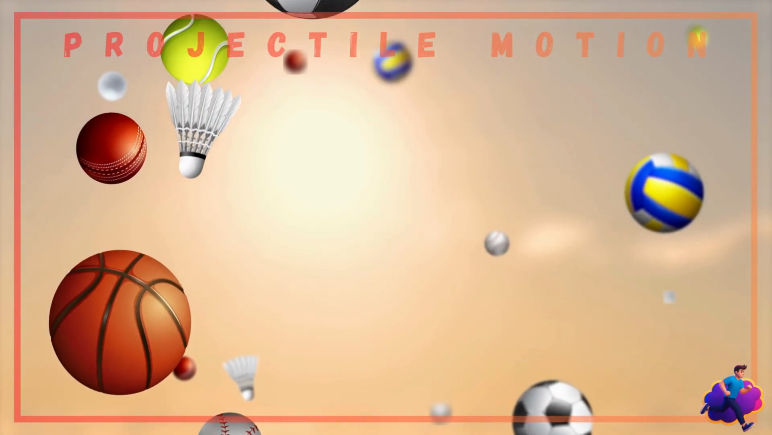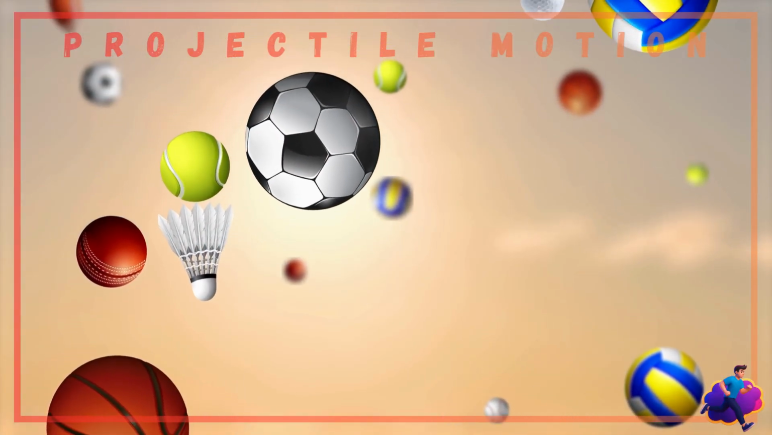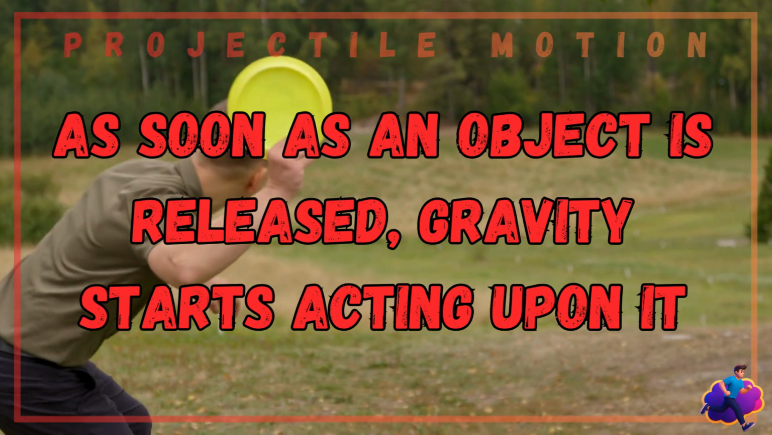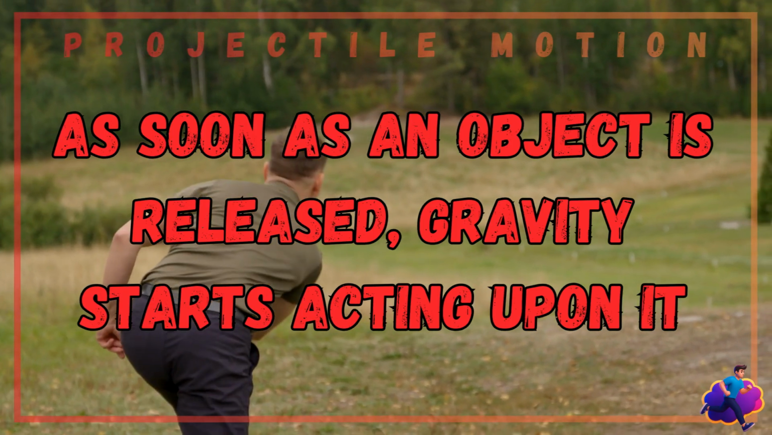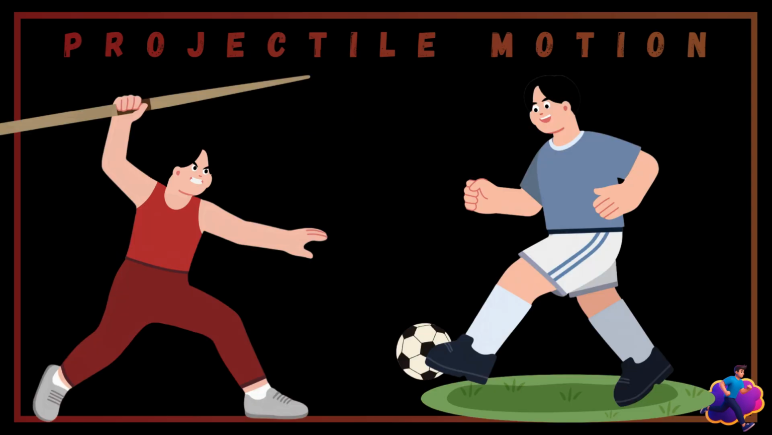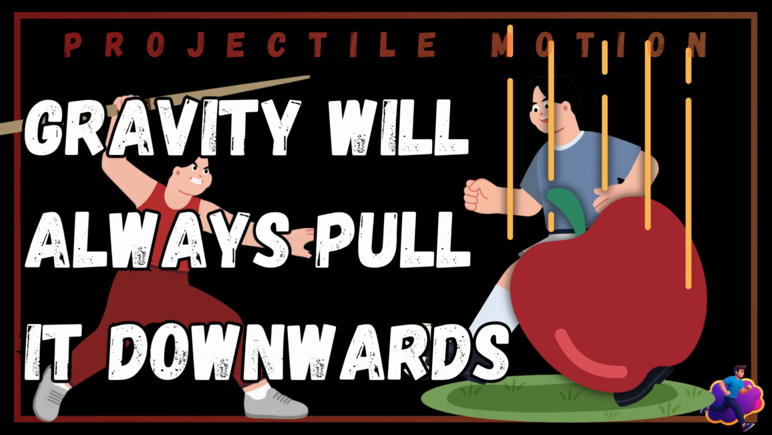The first major force acting on all projectiles is gravity. Gravity is the force that pulls objects downwards towards the earth. As soon as an object is released, gravity starts acting upon it. That is why every projectile eventually will fall back down to the ground. No matter how hard you throw or how hard you kick an object, gravity will always pull it downwards.